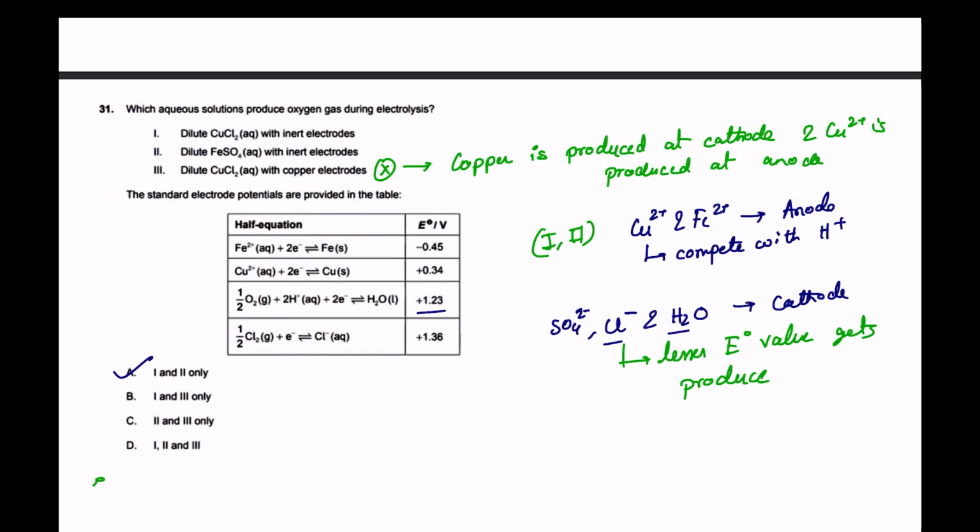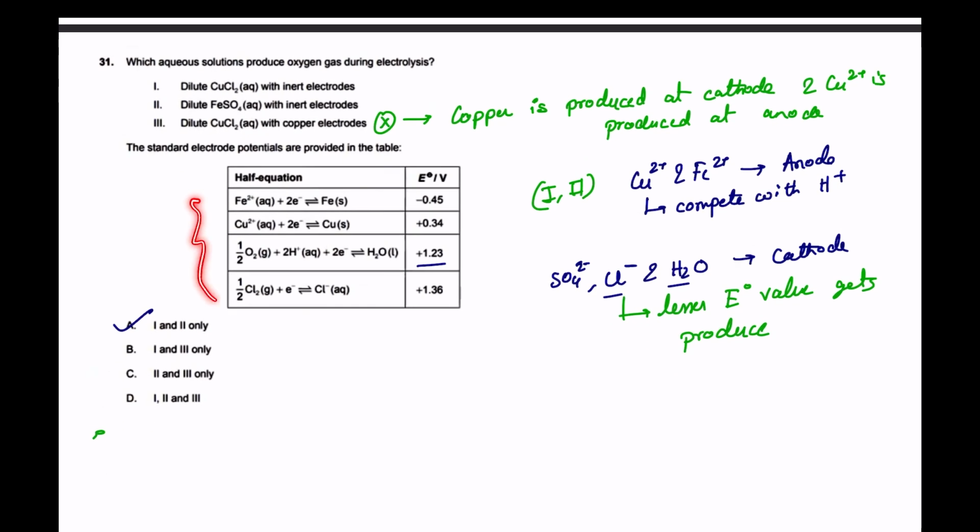In both cases, Cu2+ and Fe2+ would compete at the cathode with H+. This is not really important because this will generate H2. But at the anode, you will have SO4 2 minus for FeSO4 and Cl minus for CuCl2, and there would be O2 from water. Now we need to find which one will have the lesser E naught value. SO4 2 minus is not even given in this table, so we can say it will have a very high E naught value, and we can rule it out. Between SO4 2 minus and H2O, obviously H2O will react and O2 will be formed. So option 2 will be 100% correct.